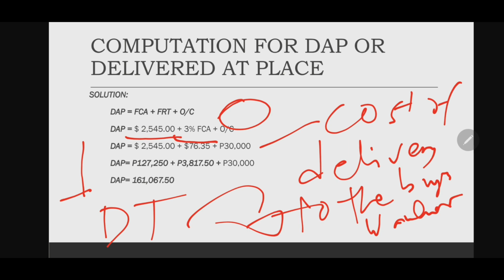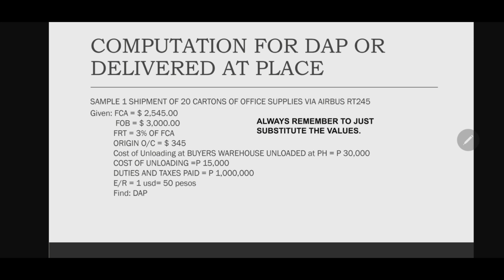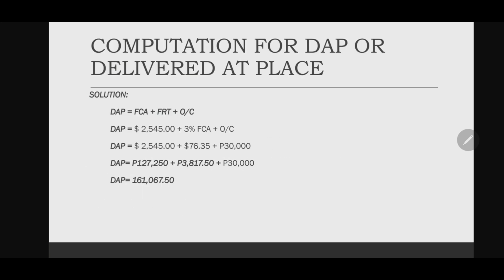Okay, so you just need to substitute the value, but first you need to multiply your values in US dollars by your exchange rate, which is 50 per $1. So 2545 times 50, that will be 127,250, and then the 3% of your FCA is $76.35.